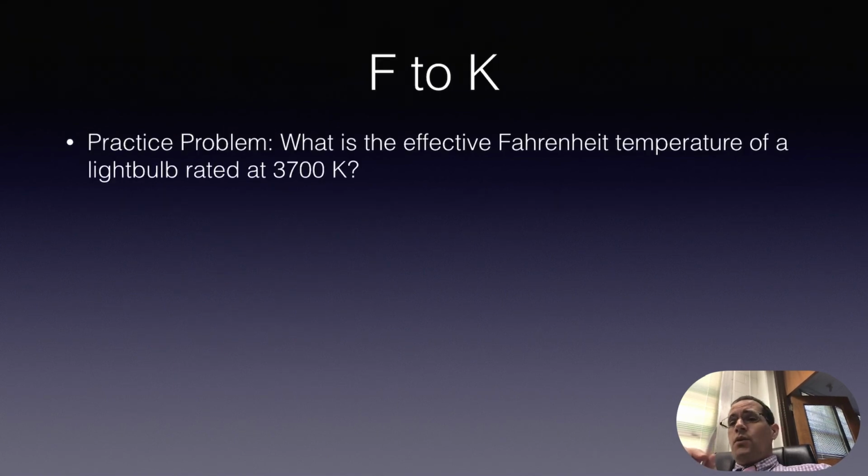I do have a practice problem for you before I leave. What is the effective Fahrenheit temperature of a light bulb rated at 3,700 Kelvin? So 3,700 Kelvin, pretty hot, and it's going to be a certain brightness, like a dim yellow maybe, and you want to calculate what is the Fahrenheit. So here's your practice problem for you for this lecture.